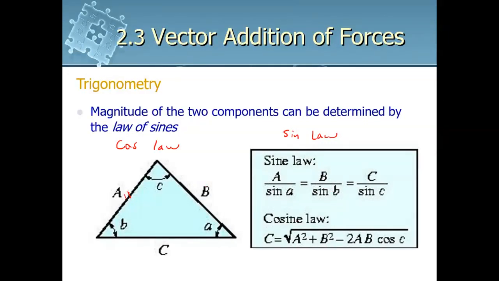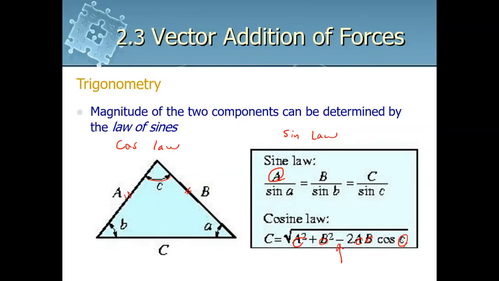But the cosine law is when you only have one angle and the magnitudes of two adjacent sides. So that is the cosine law, and this is the sine law. You use the sine law when you have all the angles and the magnitude of one side. You use the cosine law when you have the magnitude of two vectors and the angle between them. Okay, and then be mindful of that negative sign.